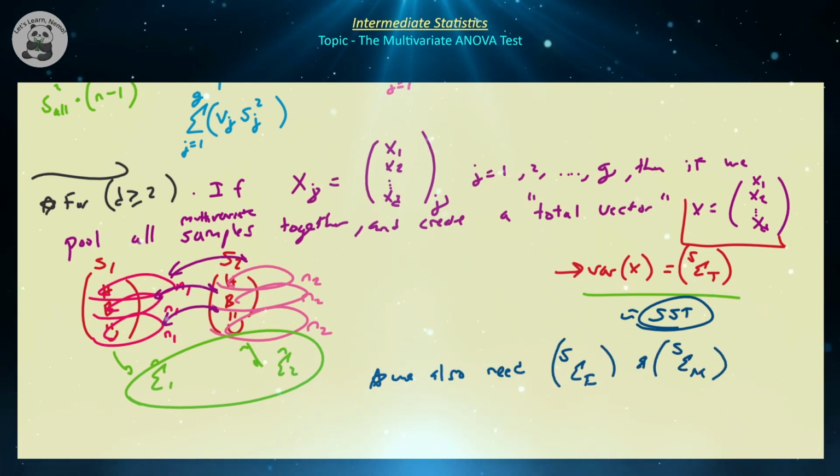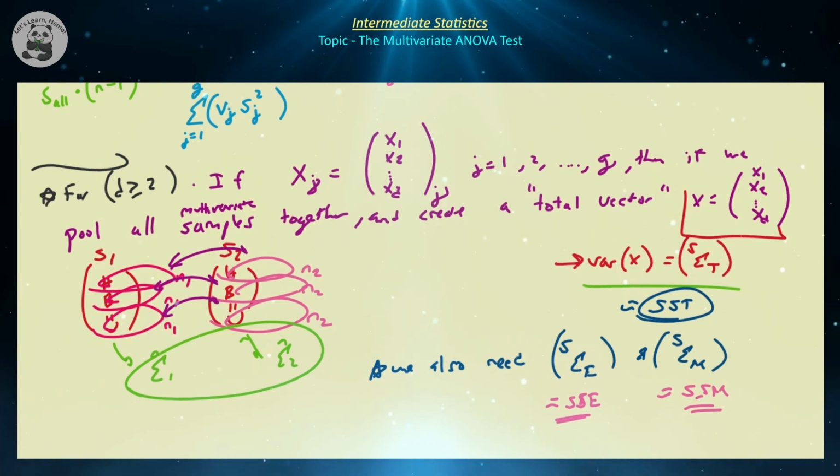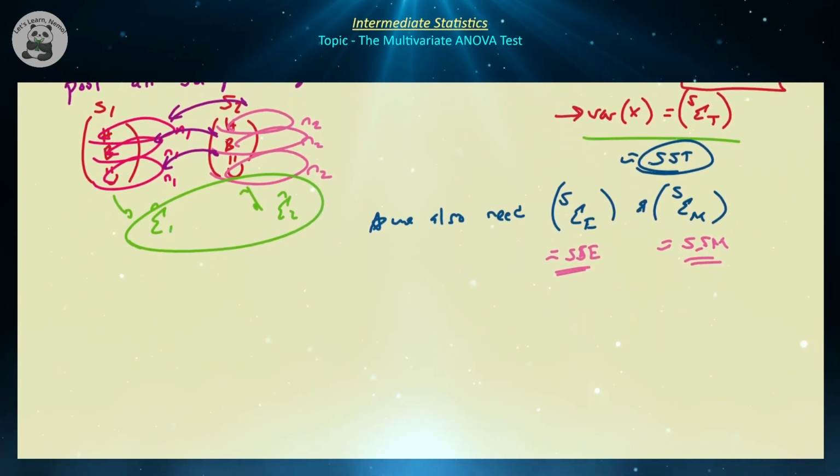So these are two other matrices that are going to be representing things parallel to SSE, and that's going to be associated to parallel SSM. Right? So that's going to give our SST equal to SSE plus SSM, but as matrices, and maybe they add together to give us our S sigma T matrix as well, which I'll also mention.